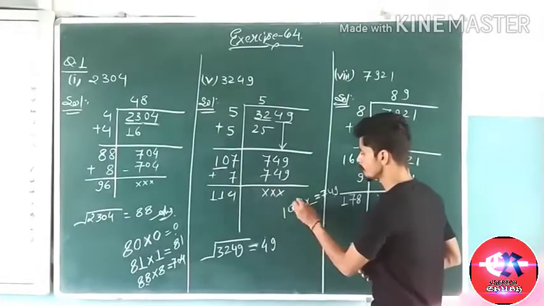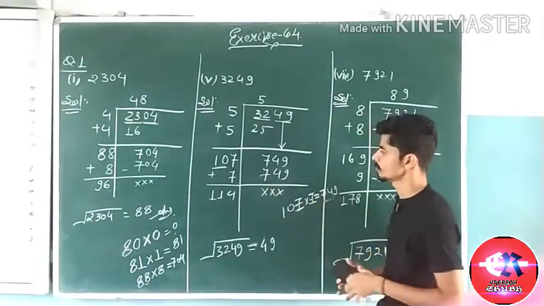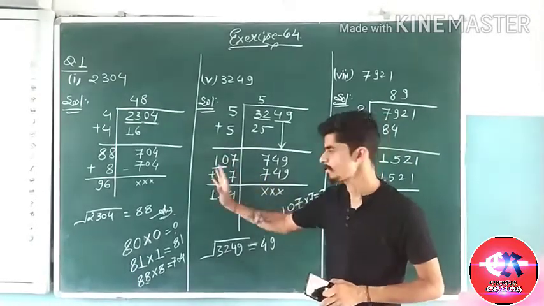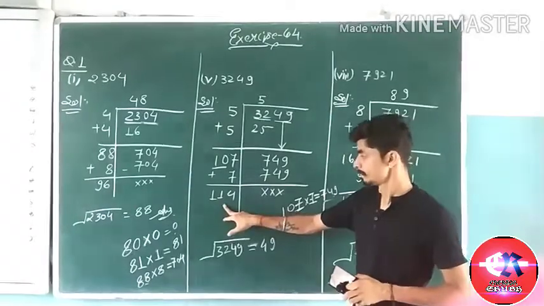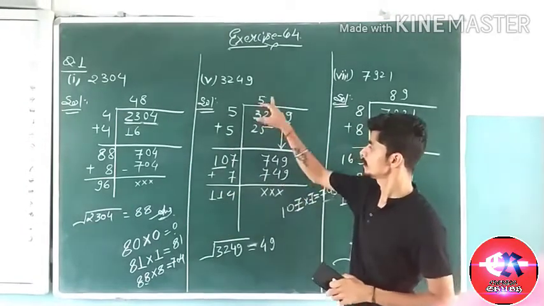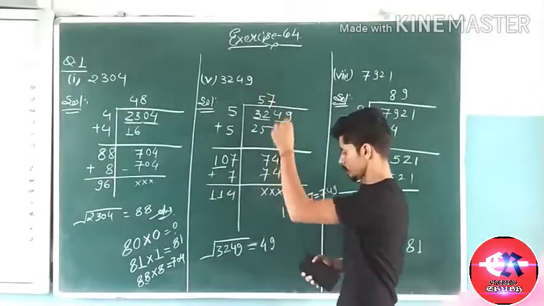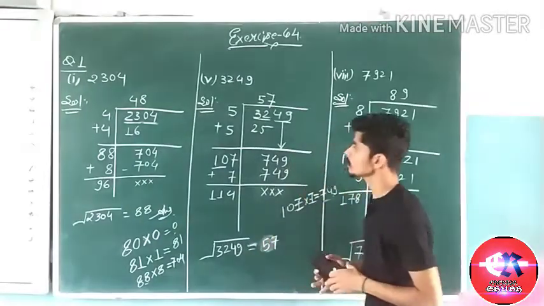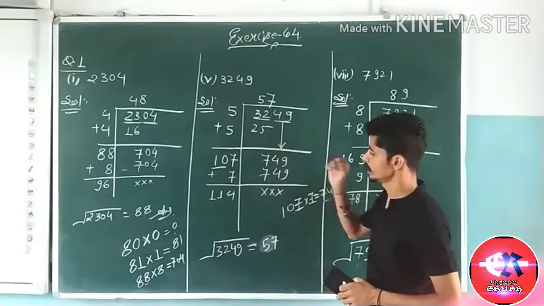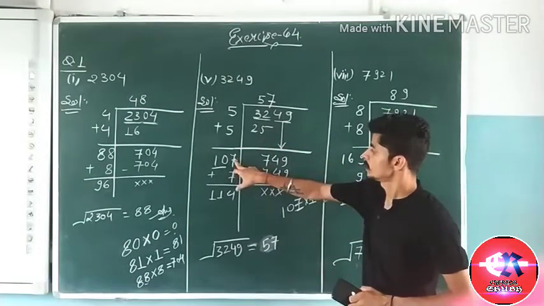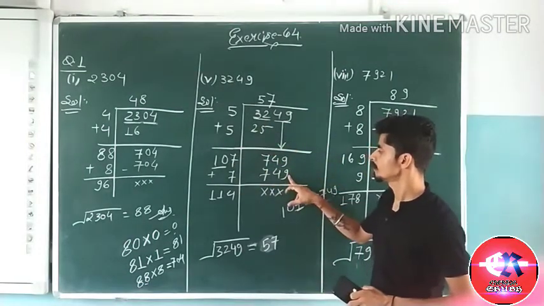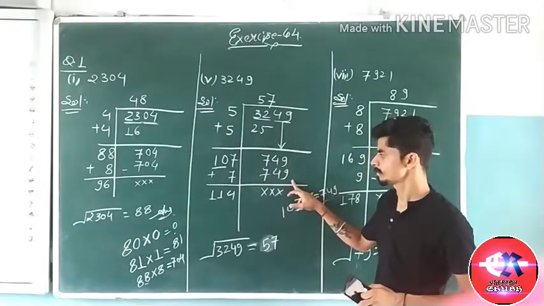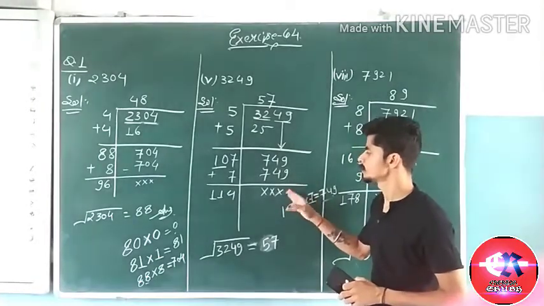We get 749, and whatever number we have taken is also added on the left pane. So it becomes 114. 107 into 7 will become 749. So 749 will be subtracted from 749 itself, and we get 0 remainder.